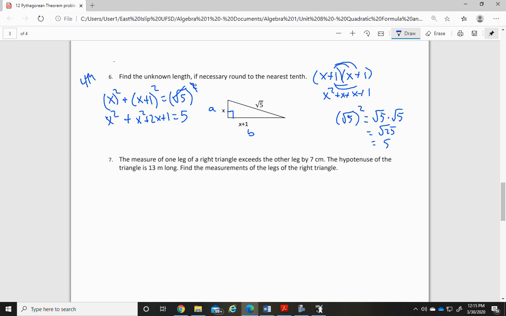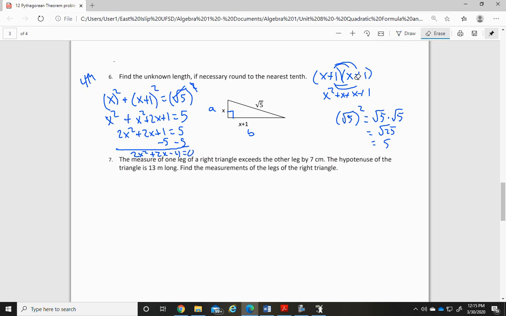So really, squaring and square rooting really do undo each other. Combine like terms, we have 2x squared plus 2x plus 1 equals 5. I have to solve this quadratic equation. I know it's quadratic because it's an x squared, so I'll get it set equal to 0 by subtracting 5 from both sides. And I have 2x squared plus 2x minus 4 equals 0.